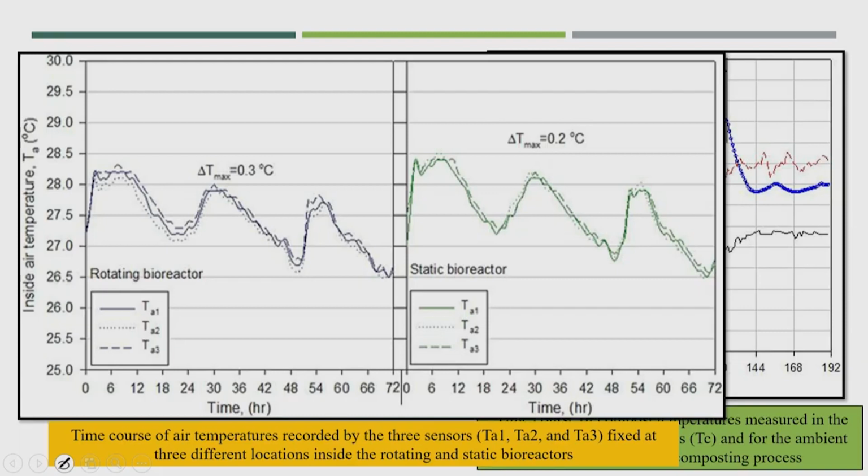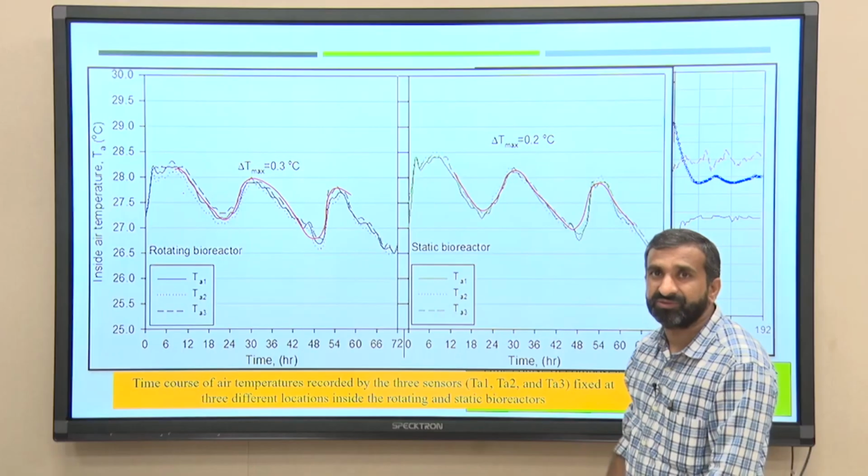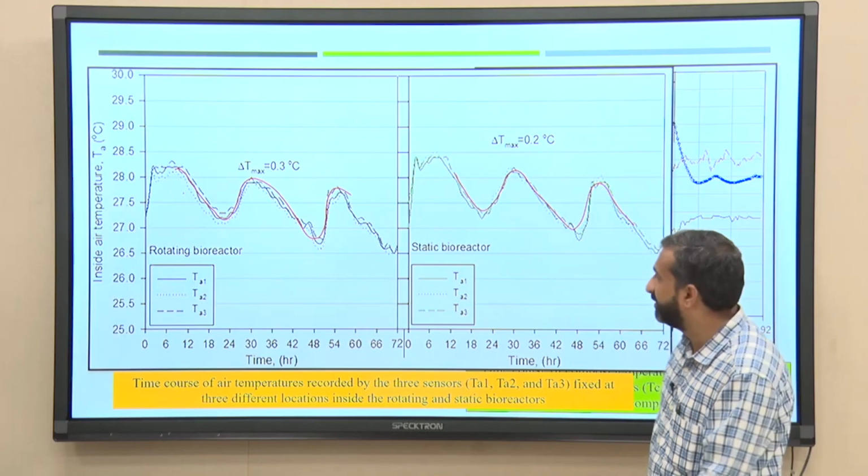Now, again you can see here, in the rotating bioreactor, after turning, the temperature will reduce, okay, for every turning, and here also the static reactor temperature will be lowered. But still, in the rotating reactor you will be able to achieve thermophilic conditions very easily.